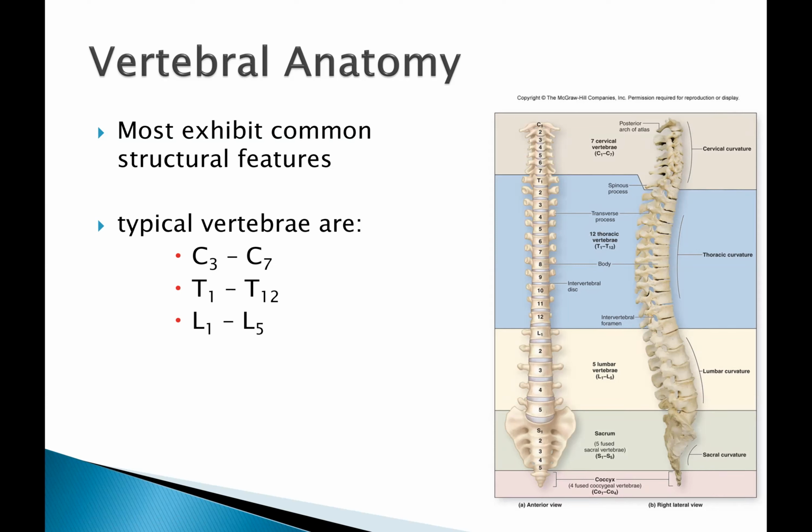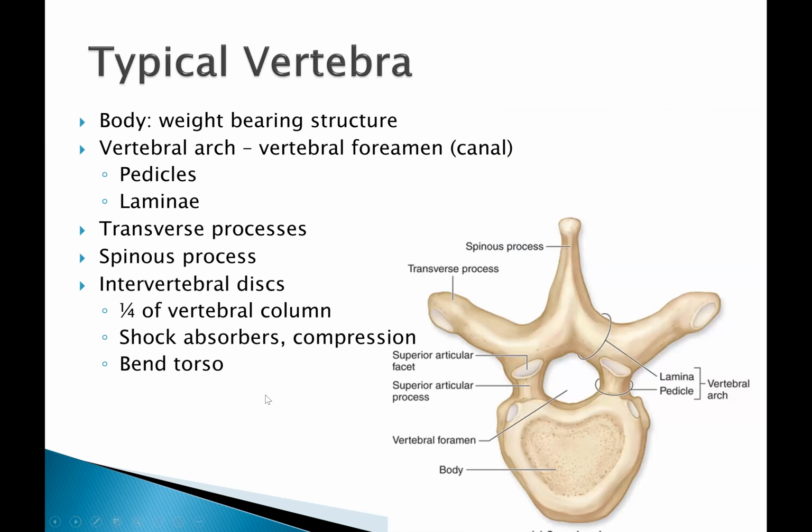What are we missing here? From cervical, we're missing C1 and C2. They look different. And then the sacrum and the coccyx look different as well. But let's start with the typical vertebra. What do they look like?